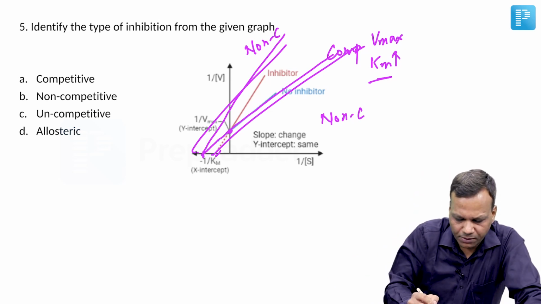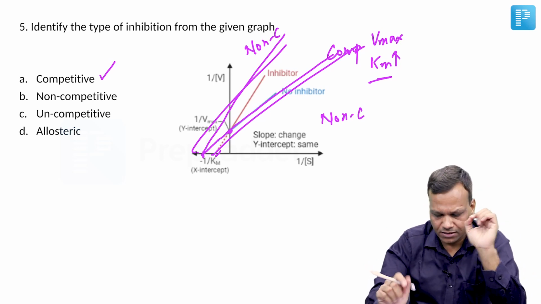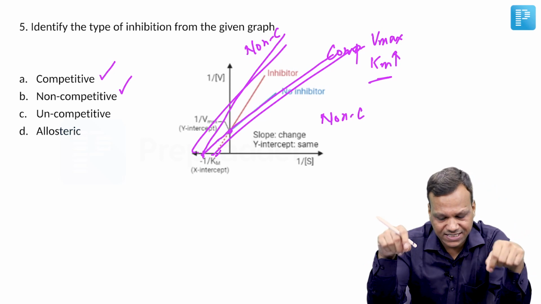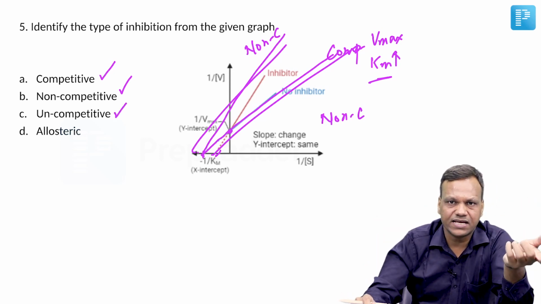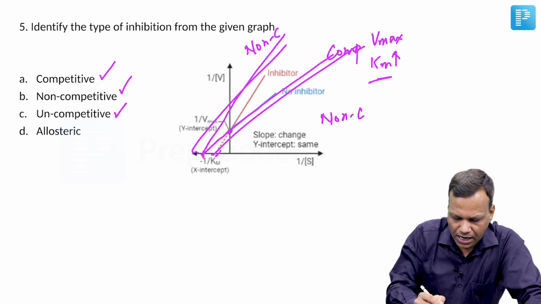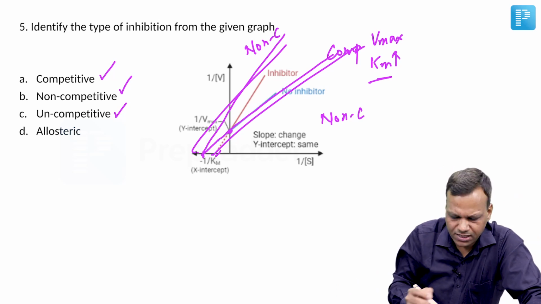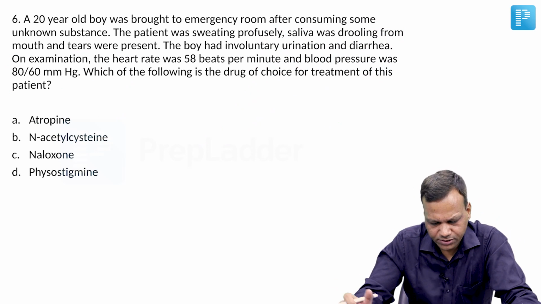Okay. So competitive means the lines will meet at the same point on the y-axis. Non-competitive means the lines will start from the same point on the x-axis, and uncompetitive means both the intersecting points are different, x-axis as well as y-axis. Okay, so the answer to this question will be, it has the same Vmax but only Km is changing, so it is a competitive inhibition. Okay, moving to the next question.